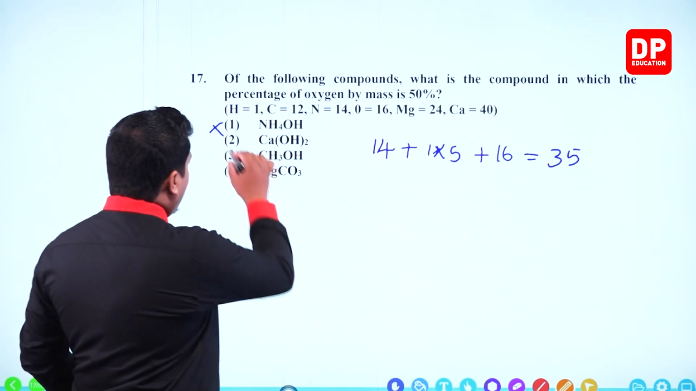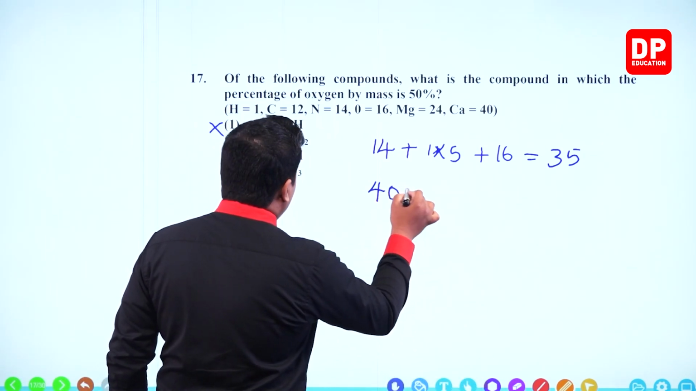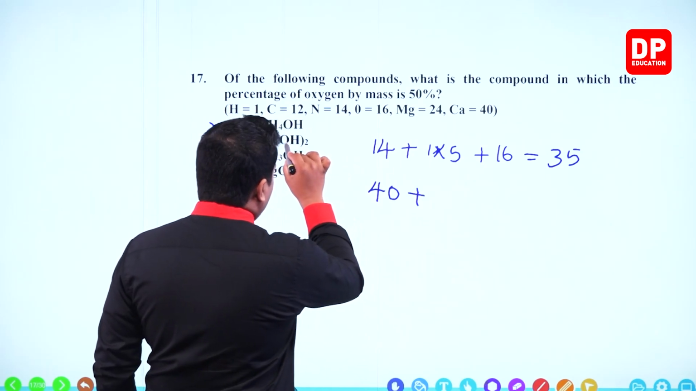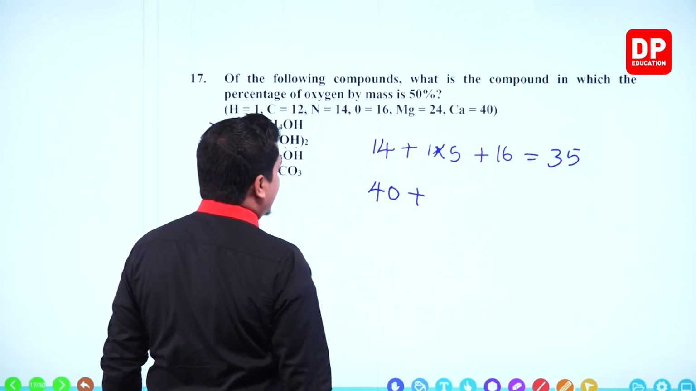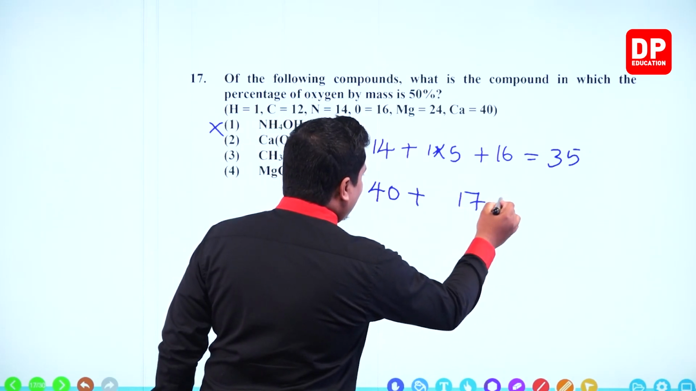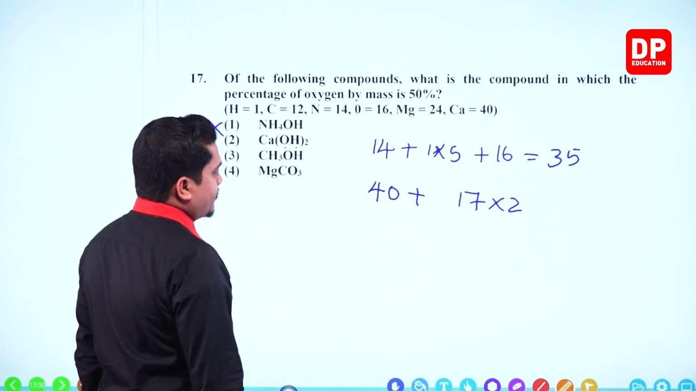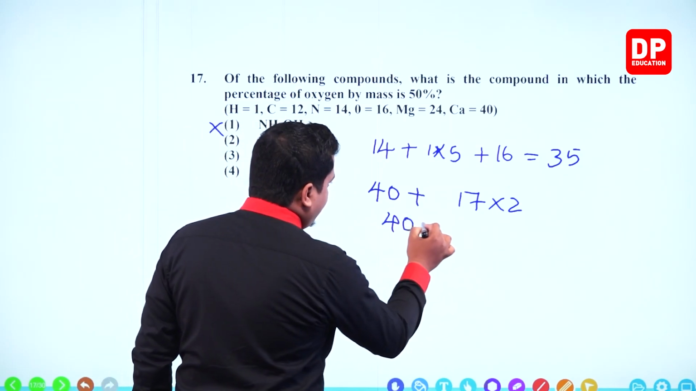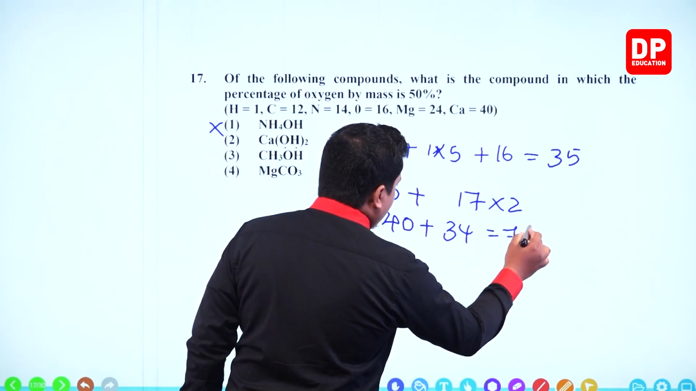Next one, calcium hydroxide. Let's see that one also. Calcium 40. Then here oxygen is 16. Then hydrogen is 1. That means 17 times 2, as there are 2. Calcium hydroxide: 40 plus 34, 74.